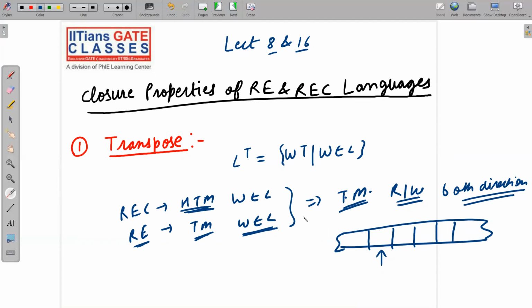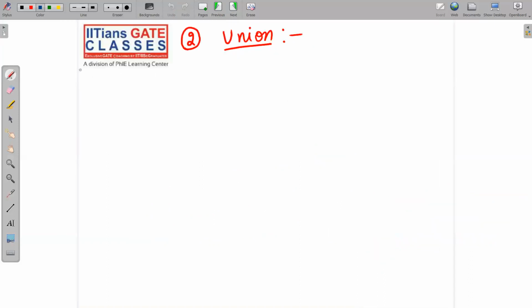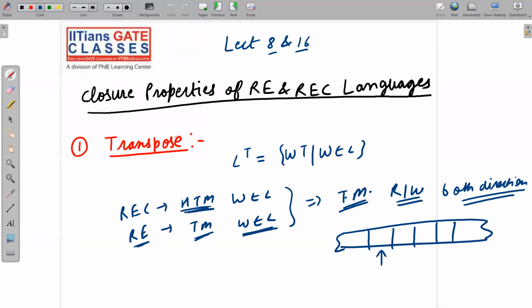That's it. The next operation is the union operation. In union also, both RE and REC languages are closed. You have to remember this fact. Please note it down carefully in the previous slide, I am dictating, I am not writing. In the transpose operation, both RE and REC languages are closed.